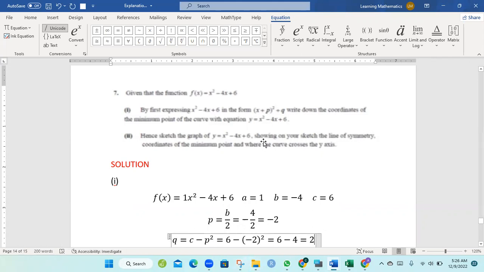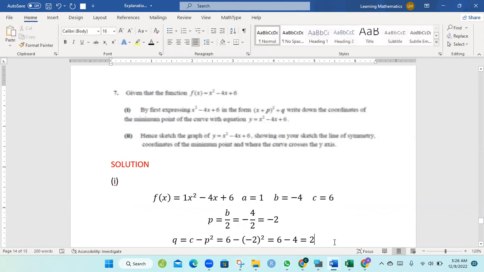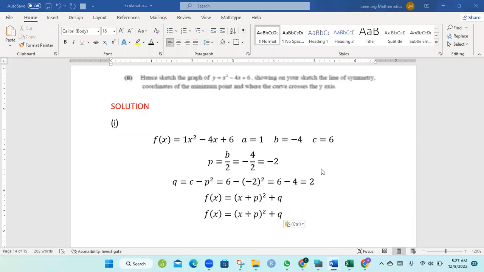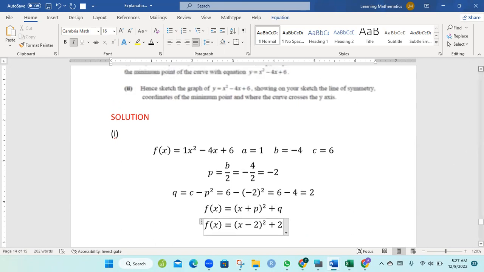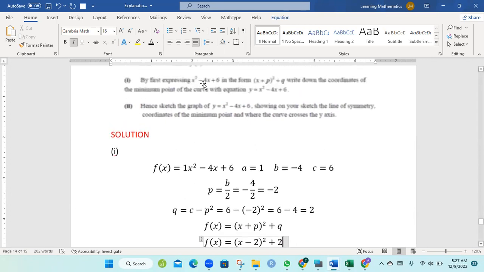So all we need to do is to substitute into the expression (x plus p) all squared plus q. Now we know the value of p. p is negative 2 and q is equal to 2. So you replace q with 2. So f of x is equal to (x minus 2) all squared plus 2. So we have transformed x squared minus 4x plus 6 to the form (x plus p) all squared plus q.